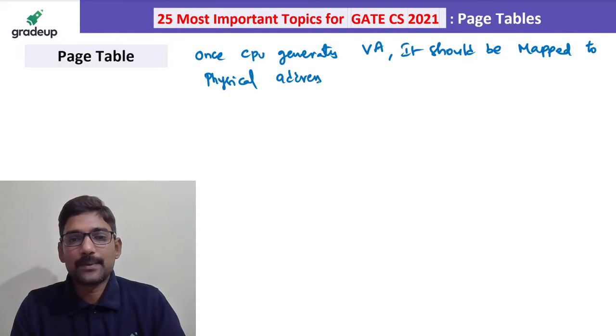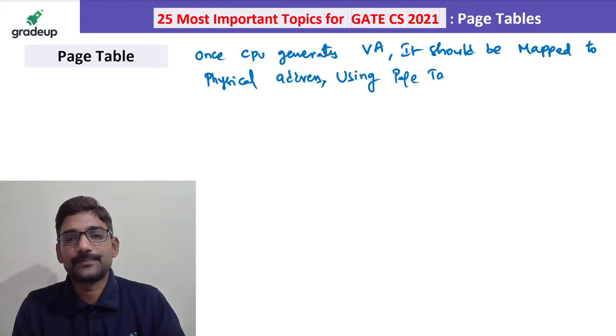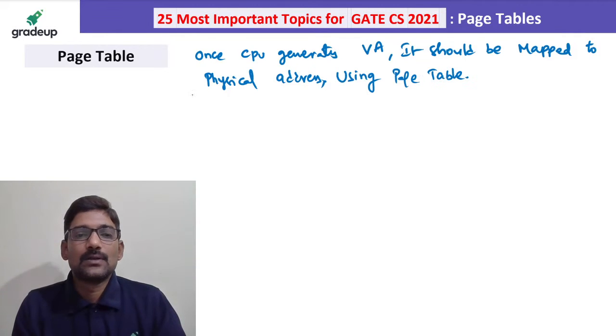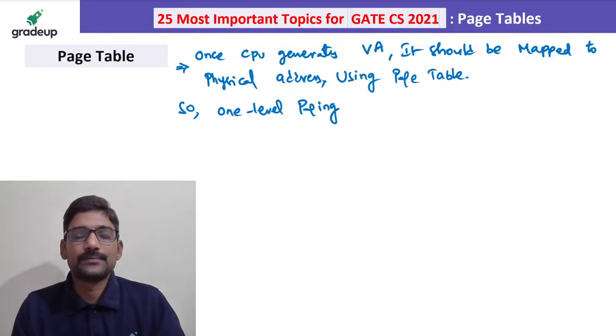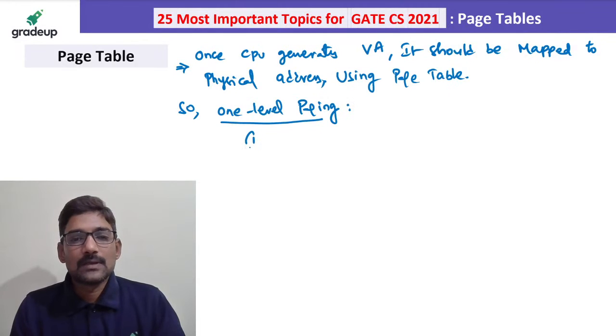It should be mapped to physical address. For conversion of this, what do we use? Using page table. So, if we take one level or single level page table, single level paging, CPU generates virtual address.